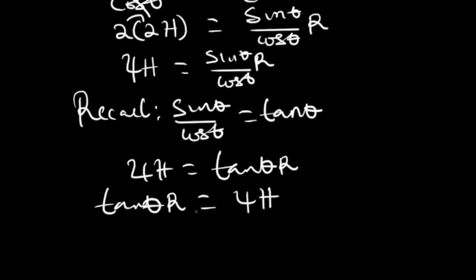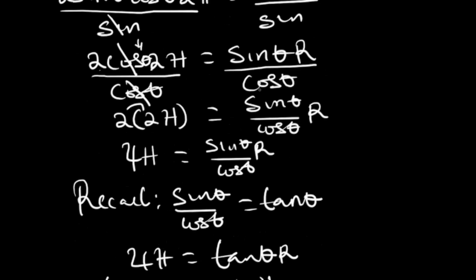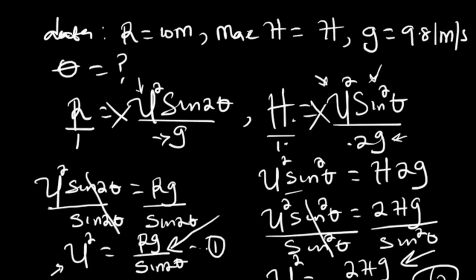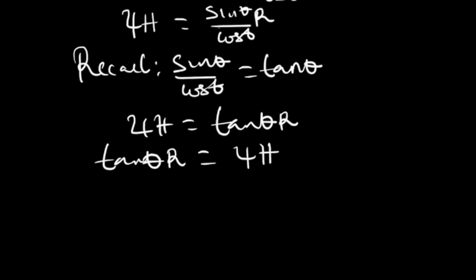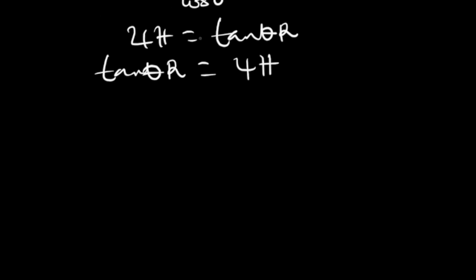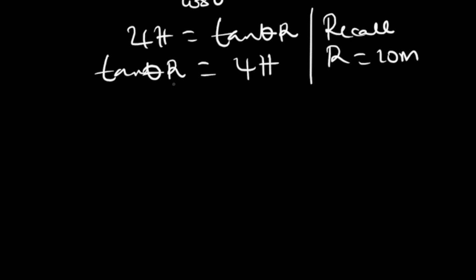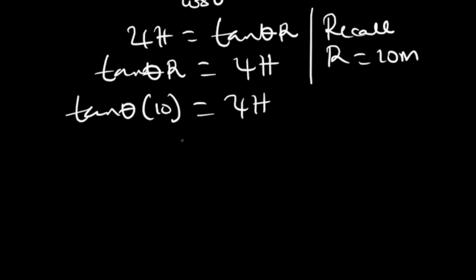Next up, what are we supposed to do? We're given our range. Remember that our range was given as 10 meters, as we have right here. So we're now going to substitute a 10 for r. Recall that our r is equal to 10 meters, so wherever I see r, I'm going to replace it with a 10. Therefore, we have tan theta multiplied by 10 is equal to 4h, right?